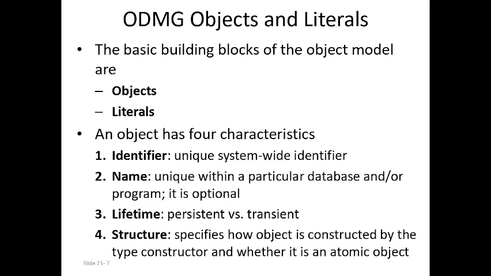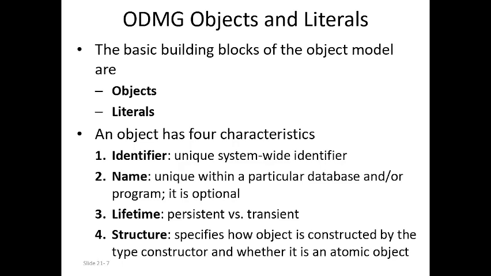And when we talk about these objects, each has a name that is optional and unique within a particular database, and it has a lifetime also. Okay, this lifetime can be of two types, that is persistent versus transient. So transient objects exist in the executing program and disappear once the program terminates. Okay. And persistent objects are stored in a database and persist after program termination.